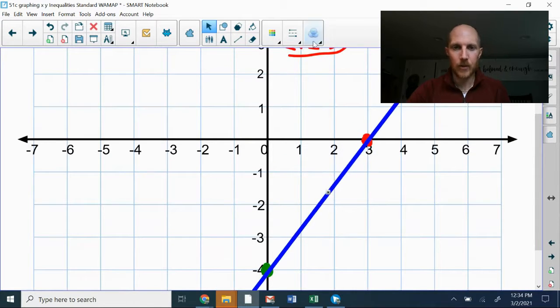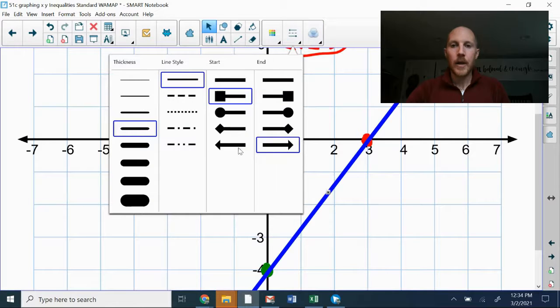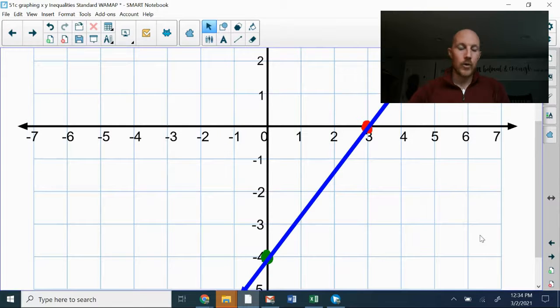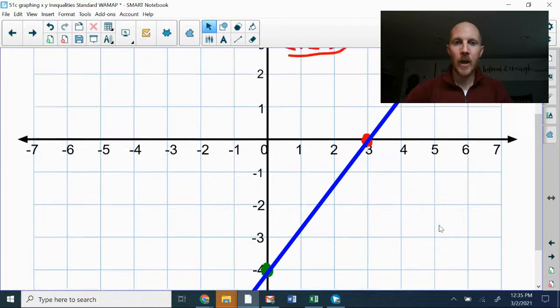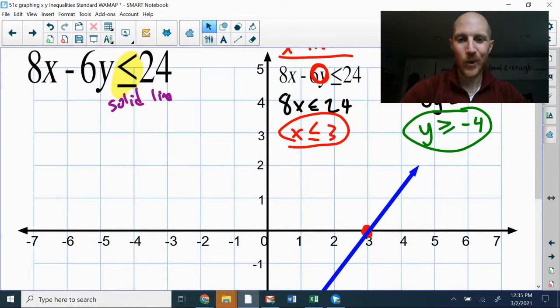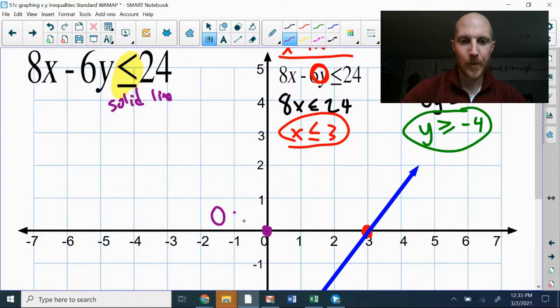And then let's change this to arrowheads. All right, so I have the correct line style. I have drawn my line. Last thing I need to do is determine where I should shade. I like to use 0, 0 because it's always easiest. So 0 and 0 is going to be my test point.